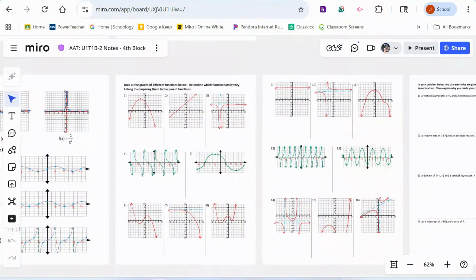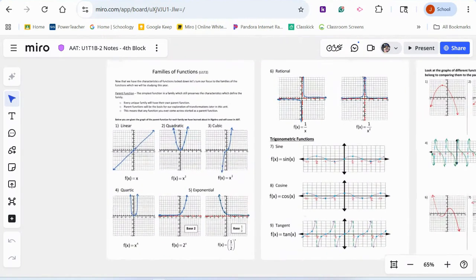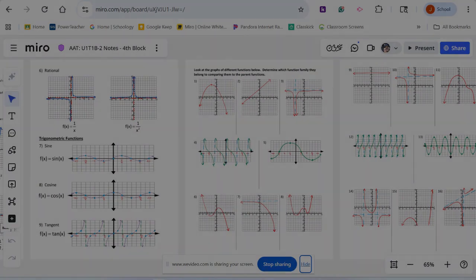All right, so here's what I want you to do. On these next 2 pages, I want you to pause the video and do your best job identifying which of these child functions, 1 through 16 here, they're all children. They're all graphs that started off as a parent function and were changed in some way, but they still belong to that original family. So go through and take your best guess to match these 16 children functions to the 9 families that we have over here on the first 2 pages. All right, you ready? And pause.